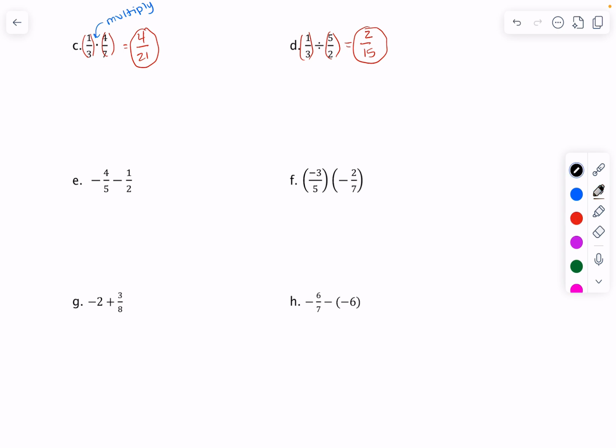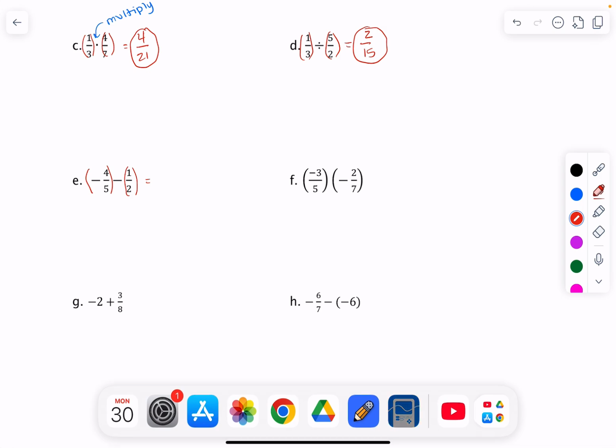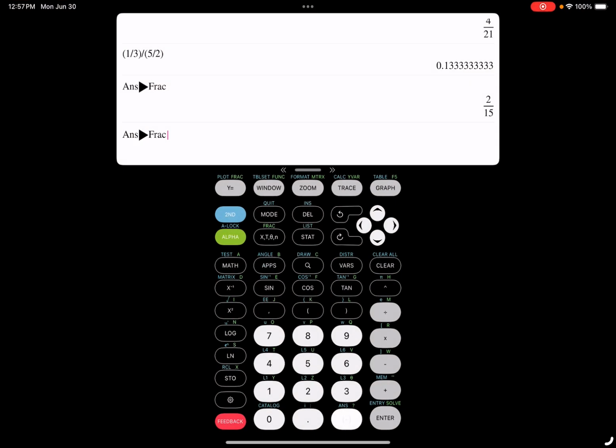So the way we handle this is we're going to put the negative 4/5 in parentheses and the 1/2 in parentheses. So we're going to leave that minus sign in between. The way we put this into our calculator is we're going to use this negative button down by the enter sign. So I'm going to hit negative. Well, first, I brought the first step. We're going to put it in parentheses. So parentheses, and then negative 4 divided by 5, parentheses, minus 1 divided by 2.